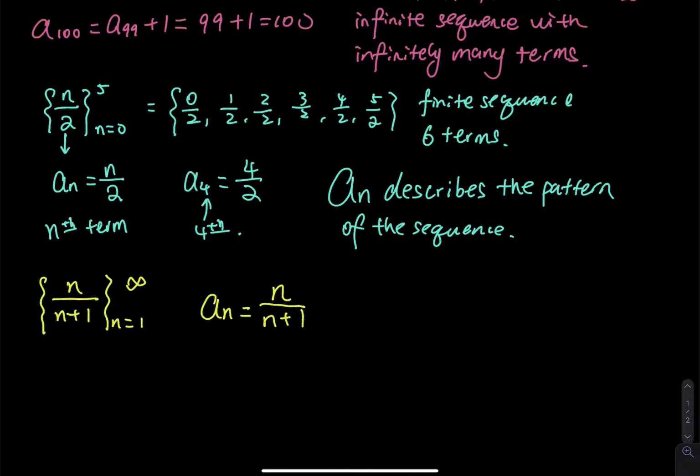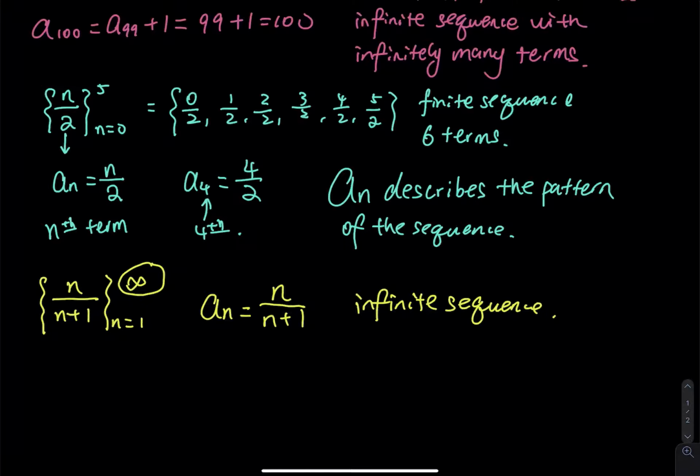So this is called an infinite sequence. Why? Because it doesn't terminate. It just keeps on going forever, right? n equals 1, 2, 3, 4, 5, 6, 7, 8, 9, 10, and then we go all the way to infinity. So that is called an infinite sequence because there are infinitely many terms.